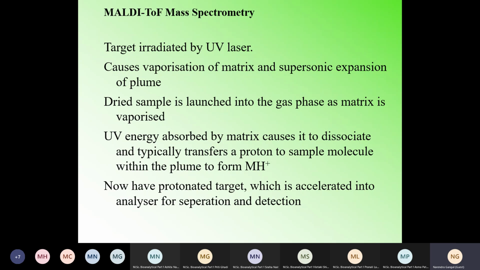So this MH plus which is formed, MH plus means one proton has transferred, that is why it is called MH plus or M plus 1. Now this will go to the analyzer portion and it will get analyzed.